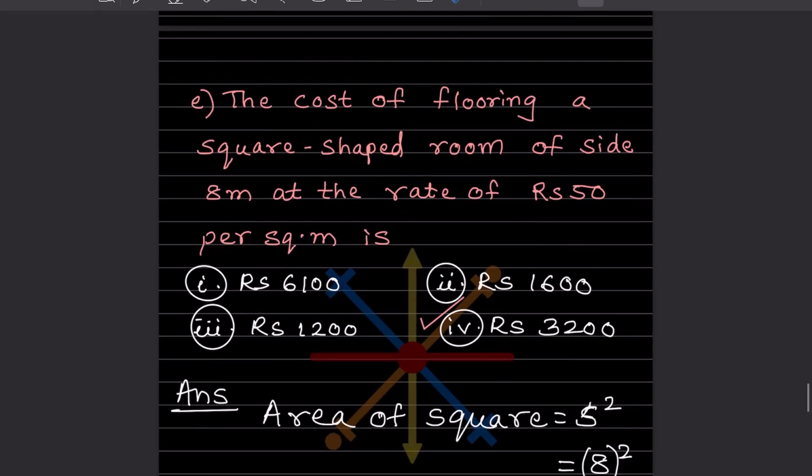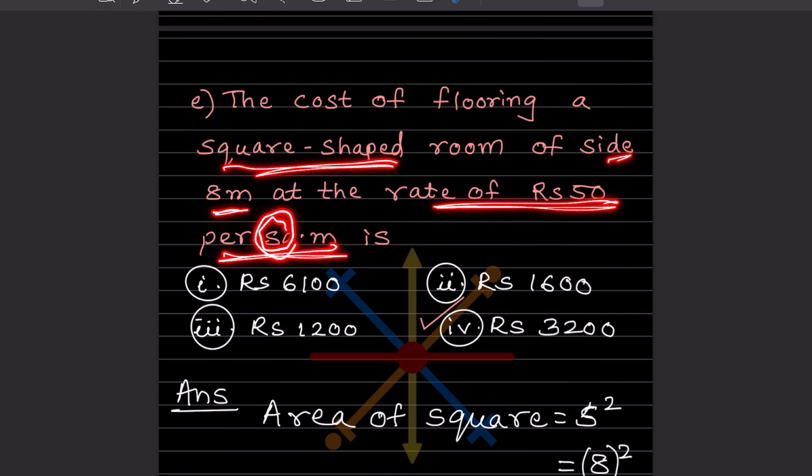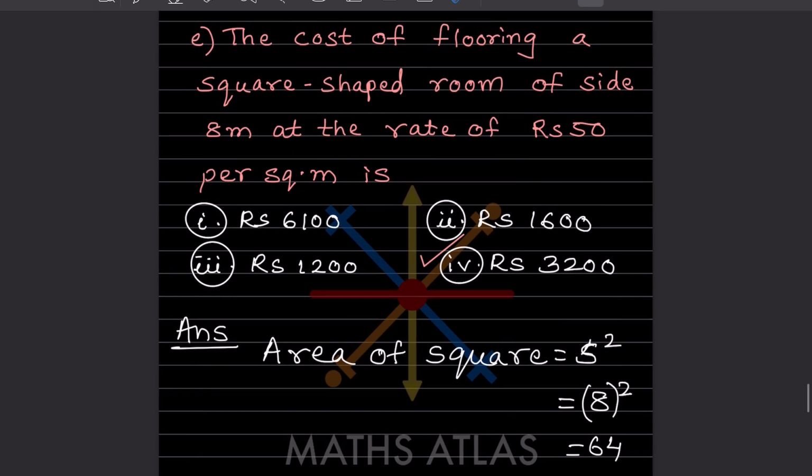So now they said the cost of flooring a square shaped room of side 8 meter at the rate of 50 per square meter. Now see, this square is given. So many times there is always confusion when the cost is given, whether it's a perimeter or an area. Wherever the word square is given, you have to find out the area. Start with the area. Area of square is side square. Now they said this is 8 meter. So this 8 squared will be 64 square meter.